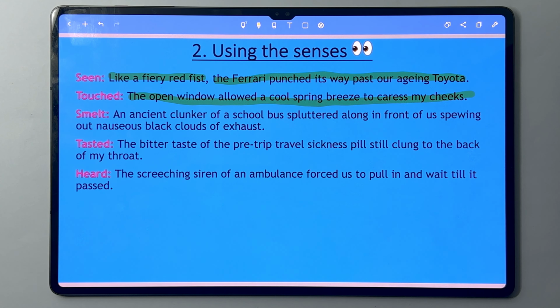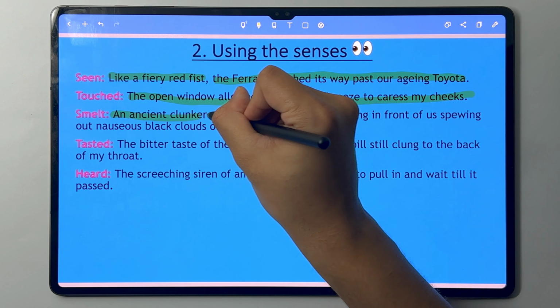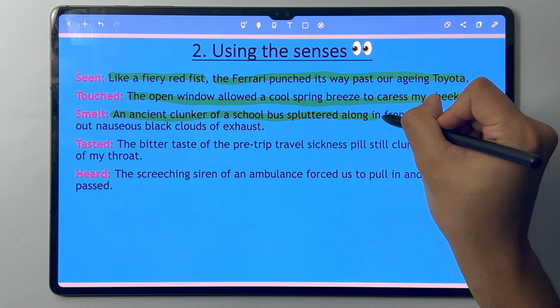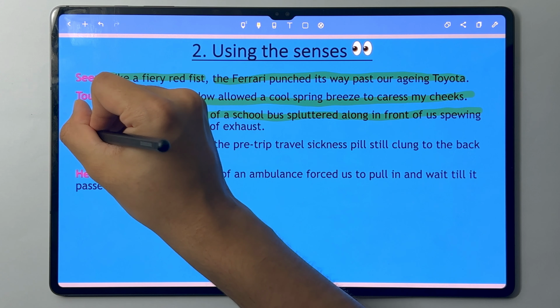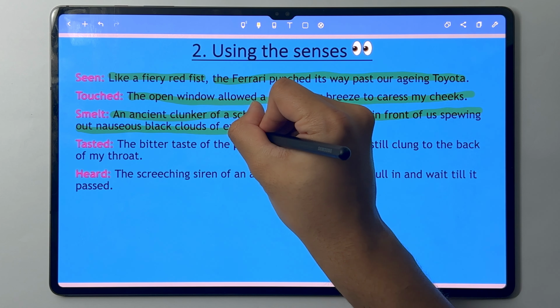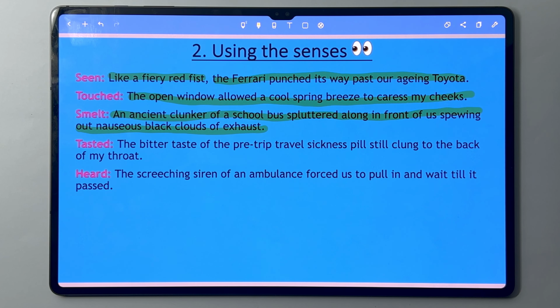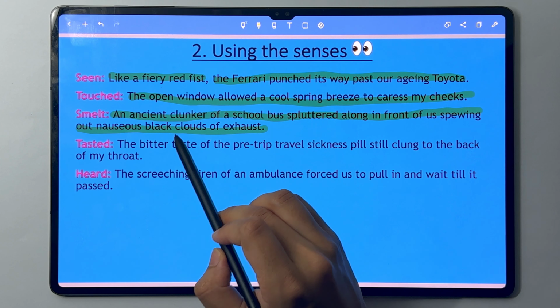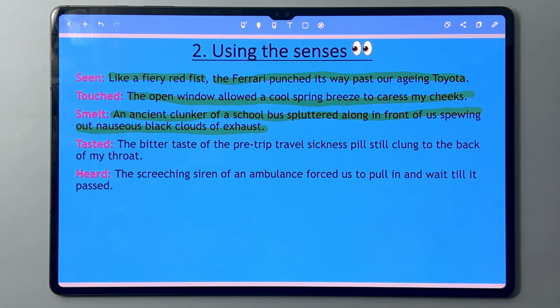The third example is smell. So what can you smell when you're describing? An ancient clunker of a school bus spluttered along in front of us, spewing out nauseous black clouds of exhaust. So if you can imagine it, black clouds of exhaust will make it very difficult for people to breathe. And of course, the smell of it would be unpleasant.